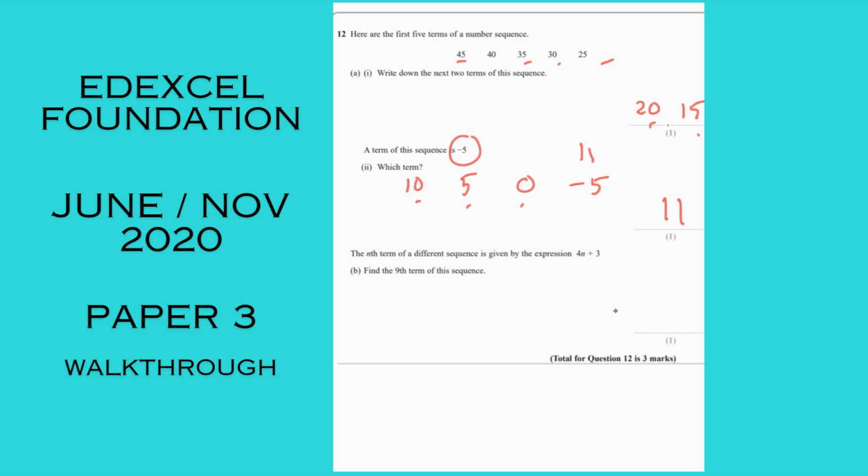Then you've got the nth term, so n is 9. Sub it in. 4 lots of 9, following BIDMAS, makes 36. Add on the 3, and you've got the right answer.